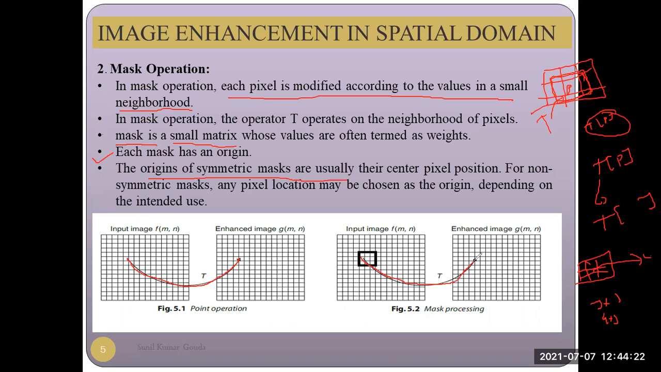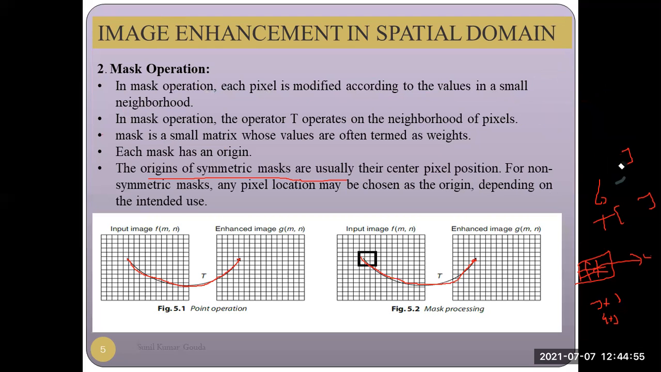This transformation, this image enhancement, is not going to be performed on a single point. Rather, it will be performed on the neighborhood pixels, or we can say the mask pixels. So this is called the mask operation. Basically, these two are in focus: one is the mask operation, the second one is the point operation.